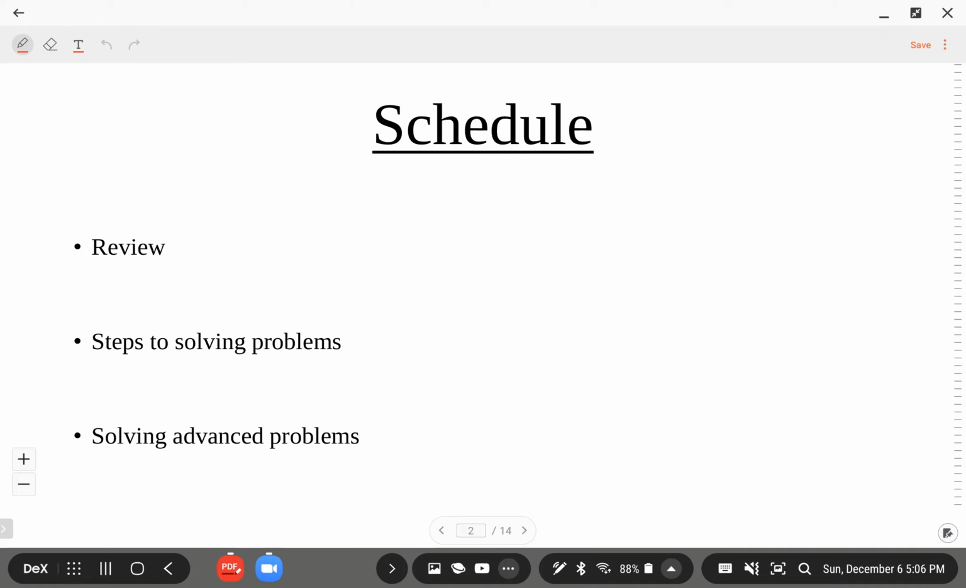So next, we're going to look at the steps to solving problems. Mostly during probability or counting techniques, we have word problems, and it's important that you read through all of them. So I'm going to introduce some very basic steps to help you solve these problems. And lastly, the third section is going to be the largest section. We are going to be solving a lot of problems.